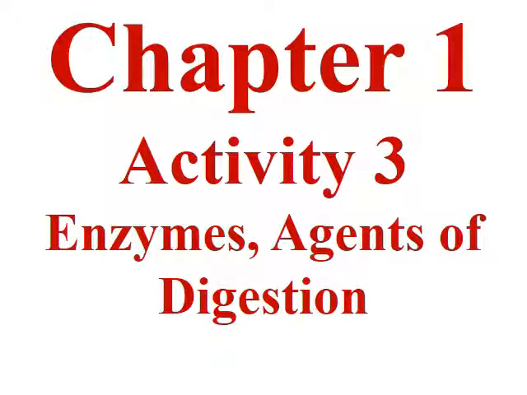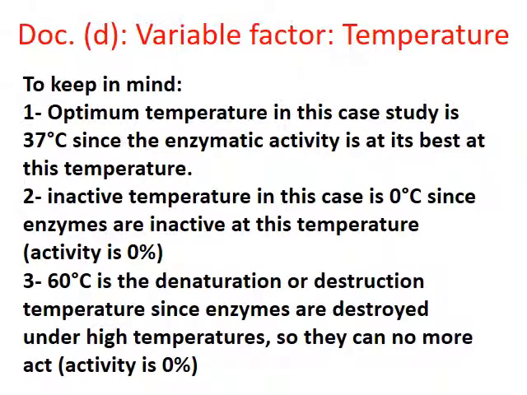Chapter 1, activity 3. Enzymes are the agents of digestion. So you have to keep in mind here, the optimum temperature for the working of enzymes is 37 degrees Celsius. Enzymatic activity is best at this one, that's why it's called optimum temperature. Inactive temperature is 0 degrees Celsius. Since enzymes are inactive at this temperature, activity is 0%.